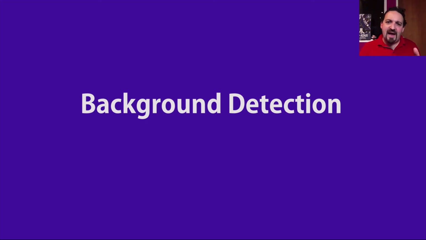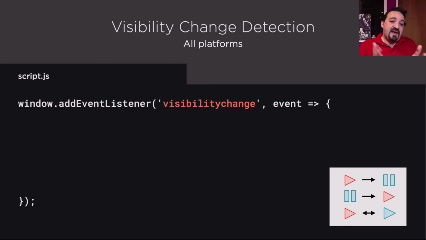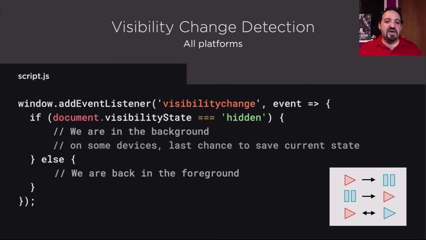So background detection. How can you detect if the user goes to the background, now that you know what happens? Well, typically we're going to use visibility change detection. And this is available on all platforms. And we can detect when the user goes from running to pause state, or pause to running. In this case, we use the event listener visibilitychange. So it's actually pretty simple. A window addEventListener visibilitychange, and you're going to check for the current visibility state. It can be hidden or visible. If it's hidden, it means that you are now in the background.